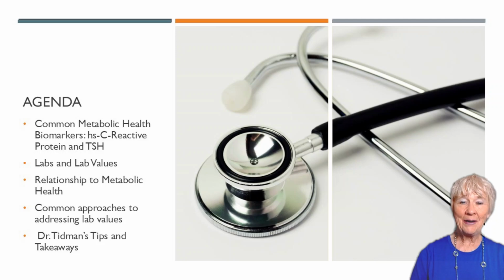So for this part, I'm going to be talking about HSCRP, that's high sensitivity C-reactive protein, and TSH, a thyroid marker. I'll go over the labs and lab values, their relationship to metabolic health, and then some common everyday approaches that you can put in place to address these lab values if you find a problem.